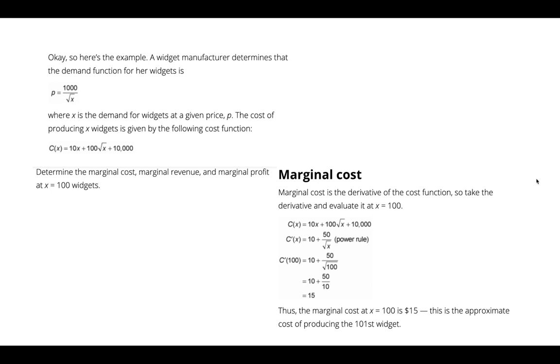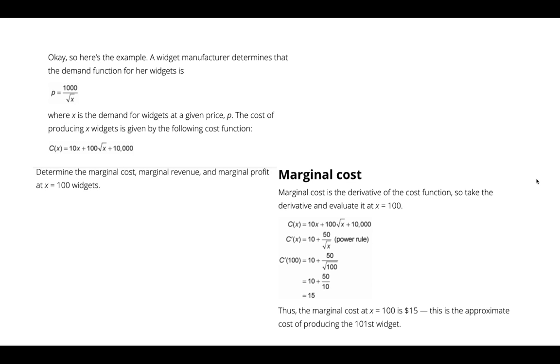All right, so for marginal cost, we're going to find the first derivative of our cost function, and then we'll evaluate for x equals 100. So the first derivative of 10x is 10. Of 100 times the square root of x is going to be 50 over the square root of x, and those are both by the power rule. And then 10,000 is a constant, and so the first derivative of that is going to be 0. It never changes.